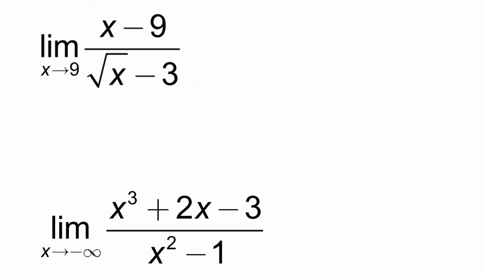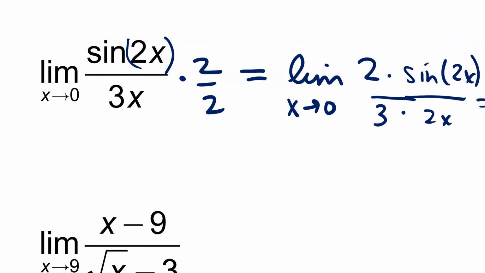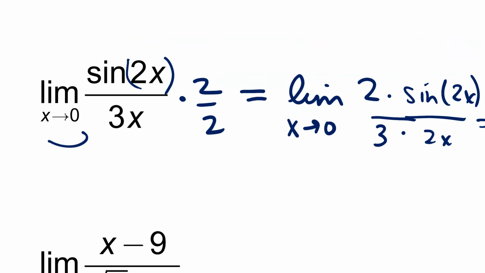Yeah. All right, so this one, we try to plug in the values straight into it. So normally, we would try plugging this in and I would get sine of 0 over 0. So technically that's indeterminate form.